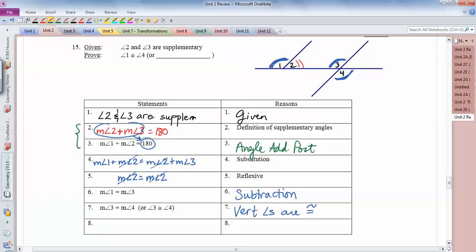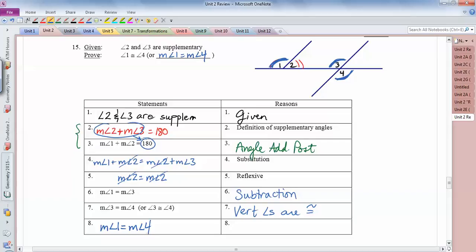And then we have to prove the final thing. Angle 1 is congruent to angle 4, or M angle 1 equals M angle 4. Oh, what's wrong with the pen? Sorry. There we go. So that's going to go down here. M angle 1 equals M angle 4.